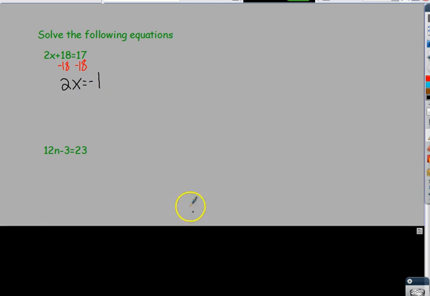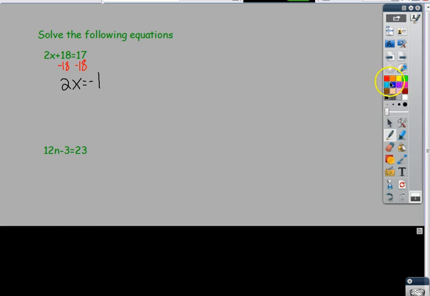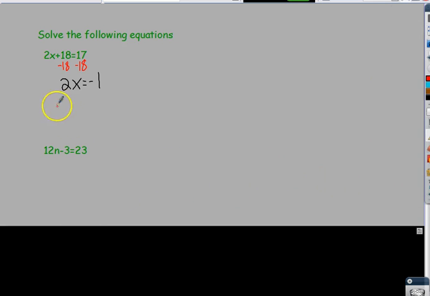And then I go, alright, I have 2 times x. How do I undo that multiplication there? Well, I undo multiplication with division. So I go ahead and divide both sides by 2.